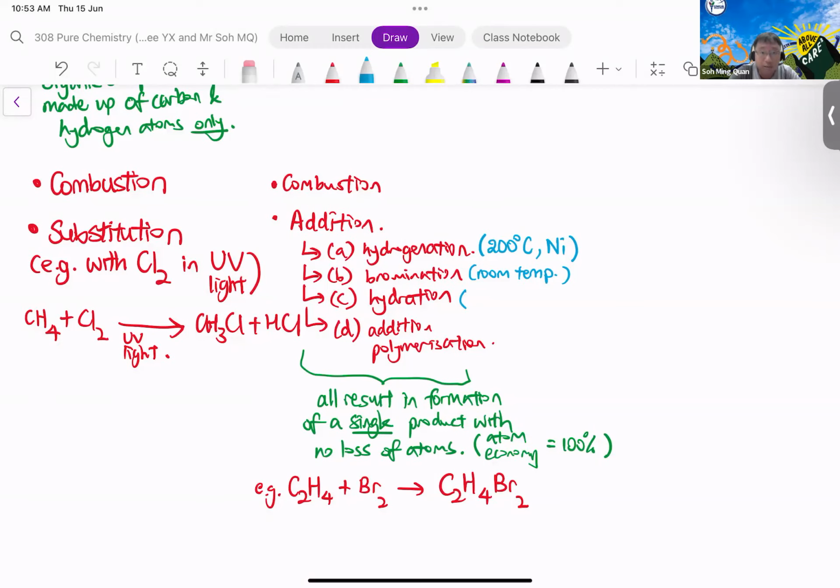Okay, so what is the specific temperature and pressure needed for hydration? Do you recall that for hydration? Okay, we need 300 degrees Celsius. So that's the temperature. Pressure is 60 atmospheres. And you need phosphoric acid catalyst.